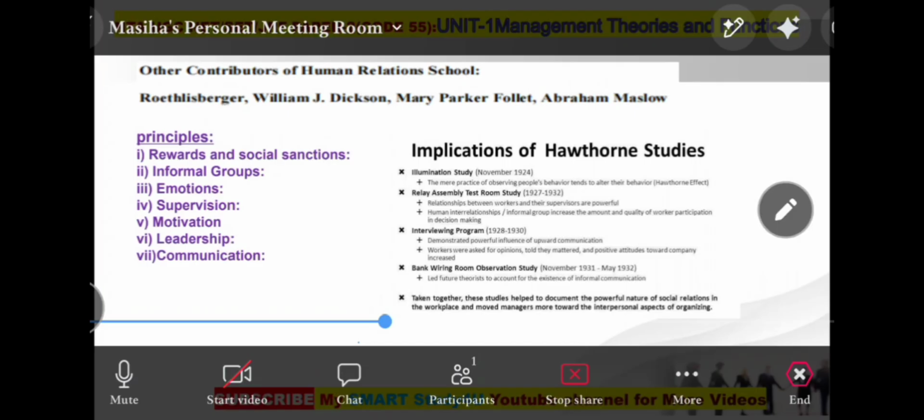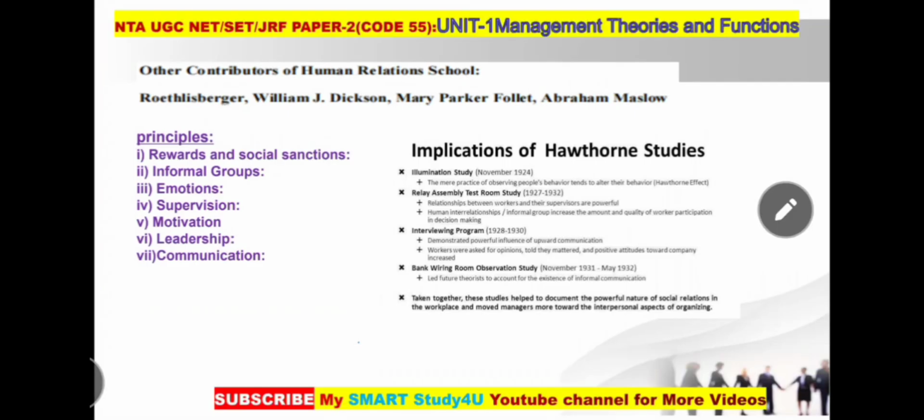Implications of Hawthorne studies can be seen in 4 phases. First is illumination study. Illumination study was in November 1924. The mere practice of observing people's behavior tends to alter their behavior. Hawthorne effect. Second phase is relay assembly test room study, in the 1927 to 1932 period.